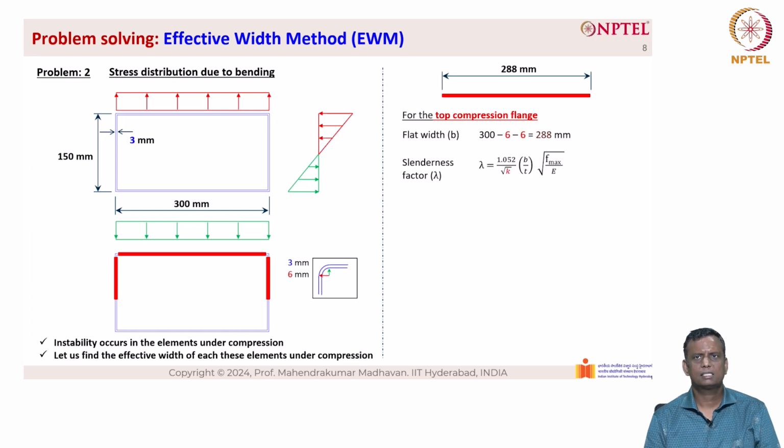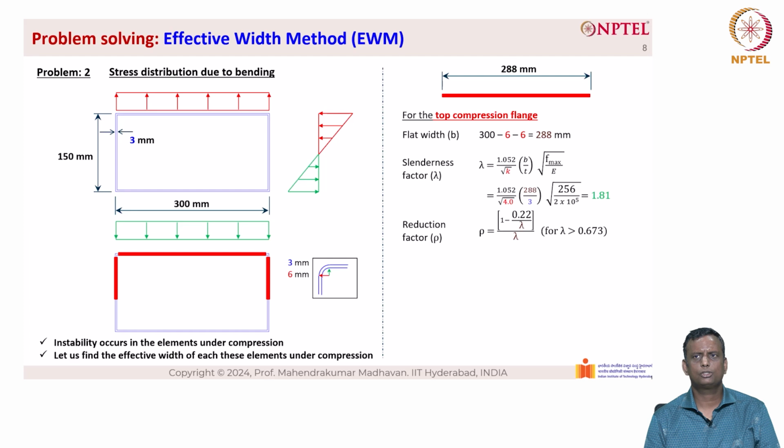And then the slenderness factor lambda is equal to 1.052 divided by root k, into b by t, into root of f max by E. K is taken as 4. The flat width is 288, the thickness is 3, and f max is 80% of yield, which is 256. When we run the numbers, we get 1.81 as the slenderness. 1.81 is greater than 0.673, so there is a reduction factor that we need to apply.